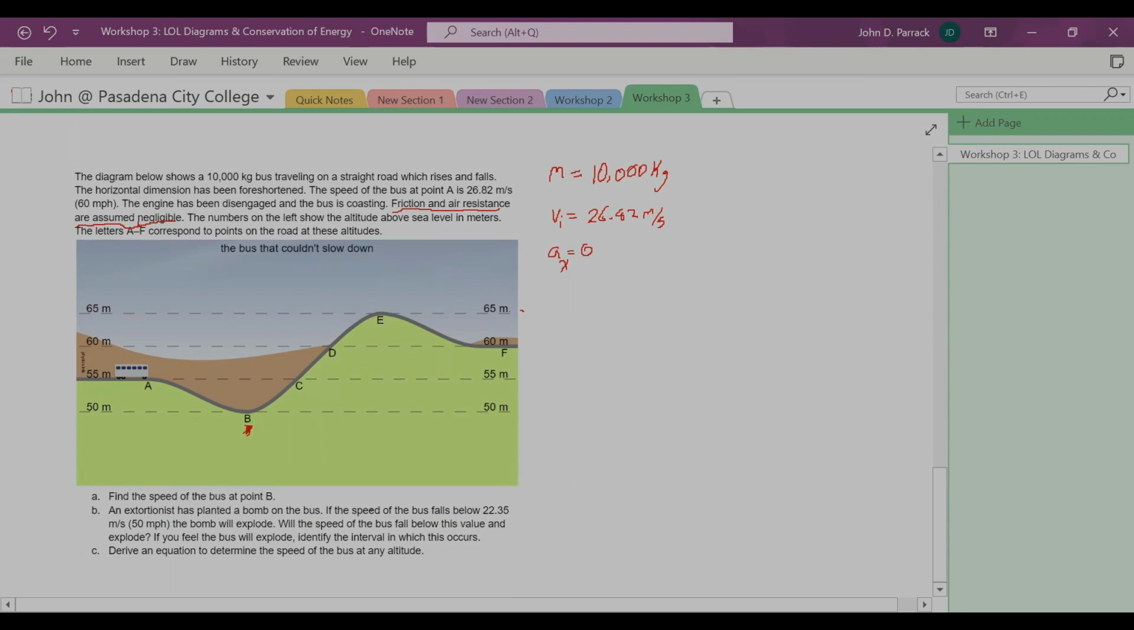That's part A, and then part B is an extortionist has planted a bomb on the bus. Okay, part B we'll do in a second. Sounds like it's getting crazy over there. Let's do part A first.